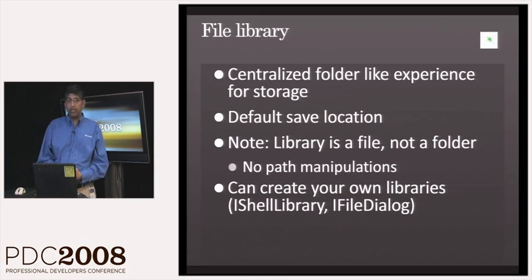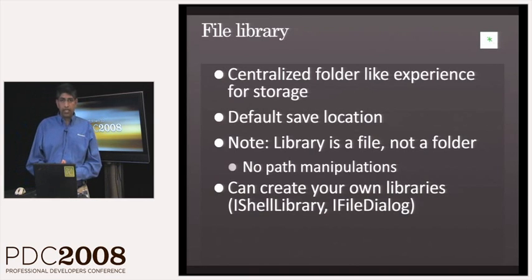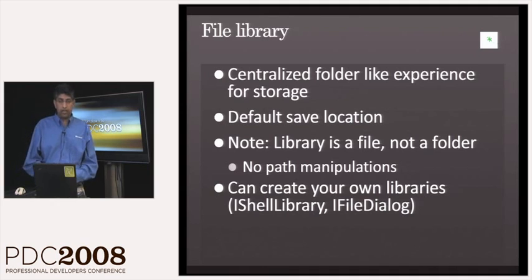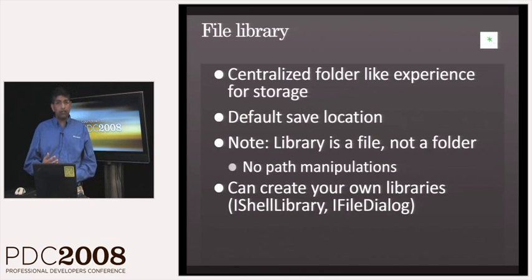Finally, there is something called file library. What is file library? It is a view that a user gets across multiple folders on the machine. So the users can create a library which can view various folders, whether it's on the local machine or on a network share. And it's also going to be the default save location for applications that use the standard APIs for save and open. Note that a library is actually a file. It's not a folder, because of which you cannot do path manipulations on them. However, applications can create their own libraries and use them as any other previous mechanisms.